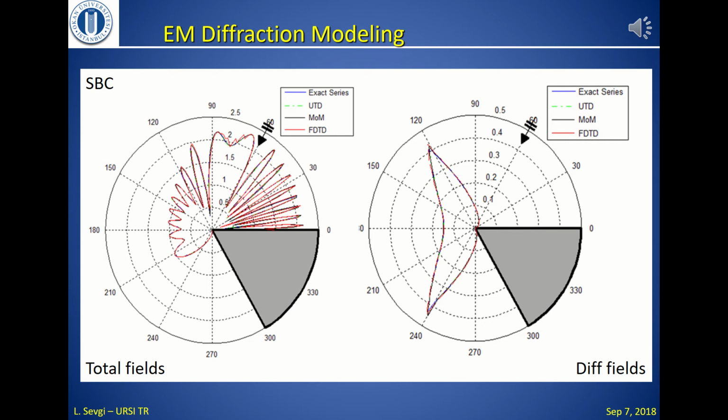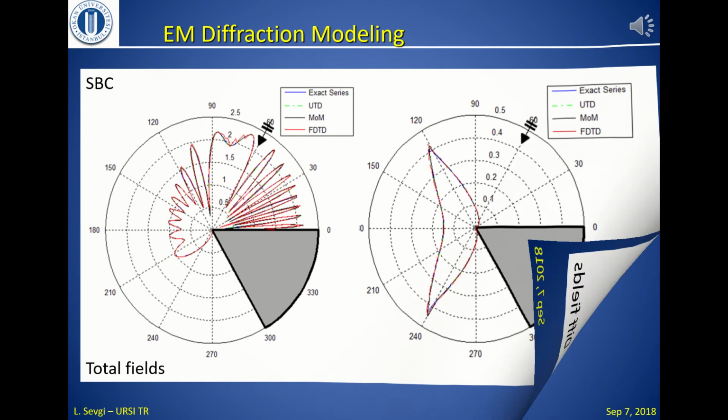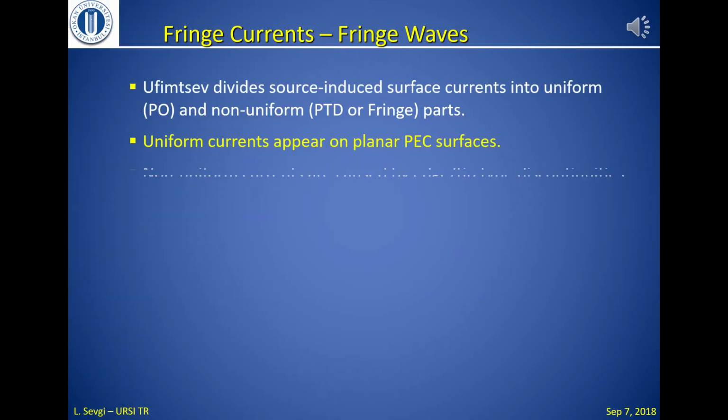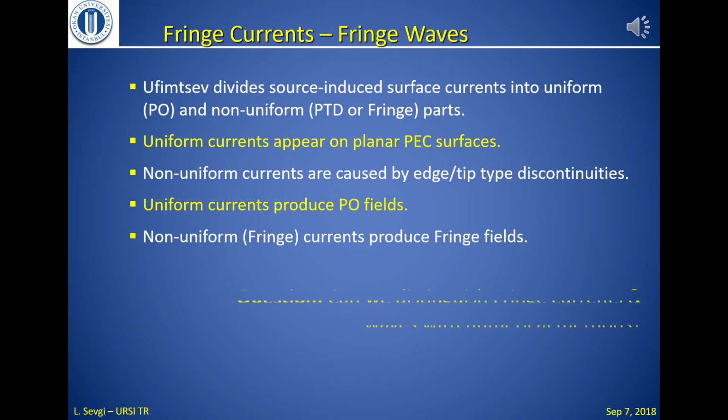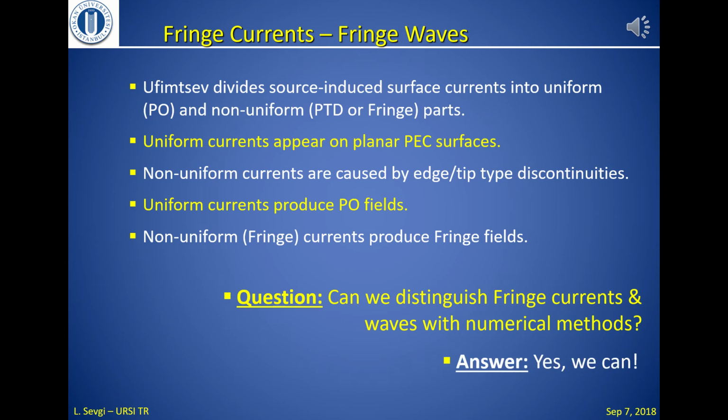Almost perfect agreement among the methods UTD, MOM, FDTD with the exact series are observed. VV&C divides source-induced currents into uniform and non-uniform parts. Uniform currents appear on planar surfaces. Non-uniform currents are caused by edge and tip type discontinuities. If we can separate them, then we can obtain fringe currents and fringe waves.